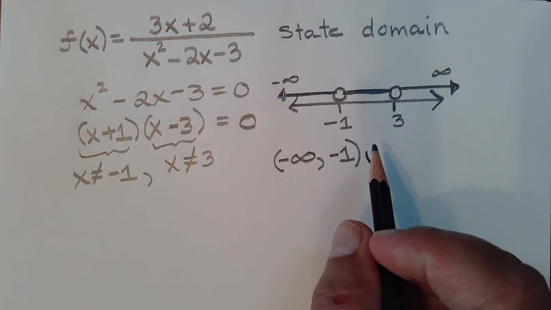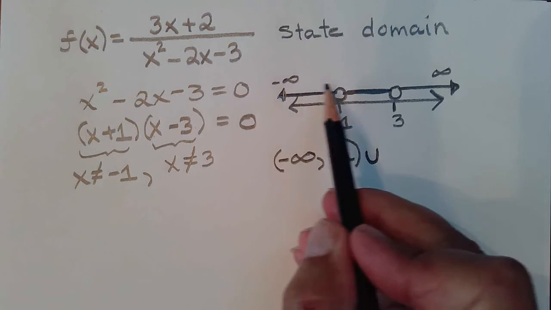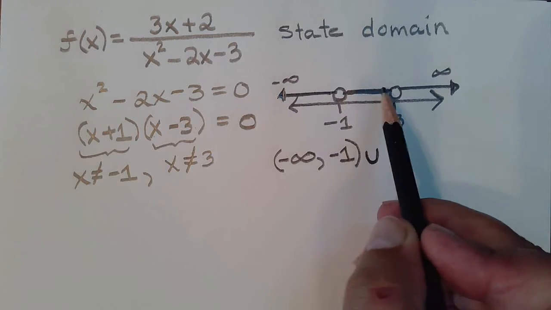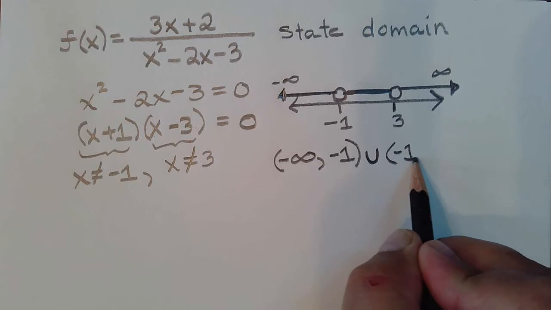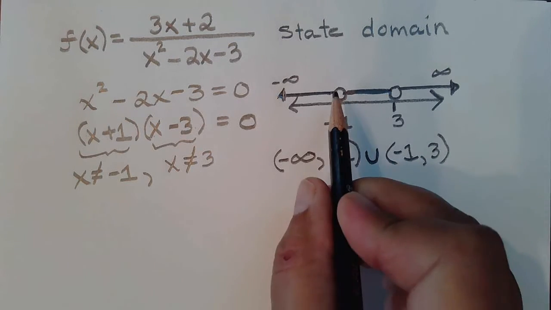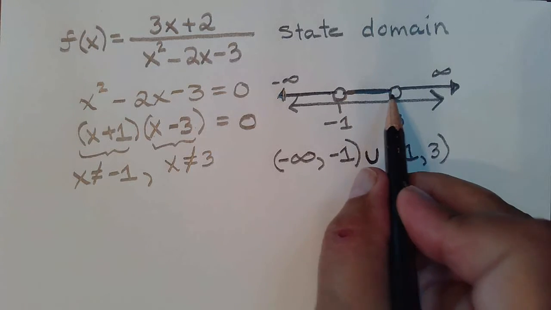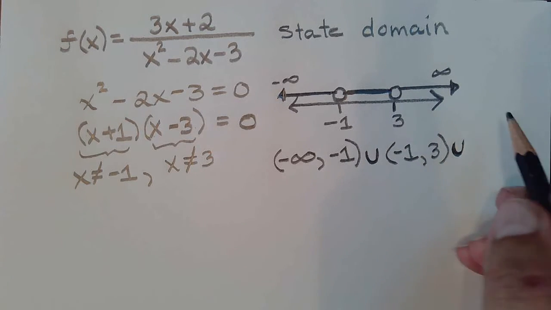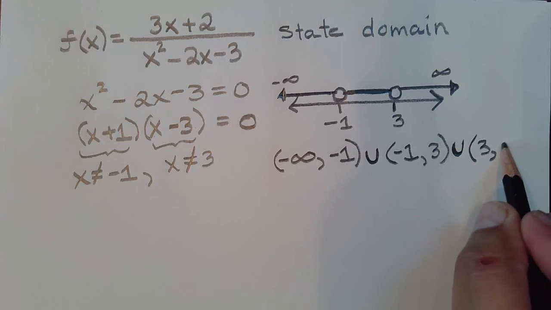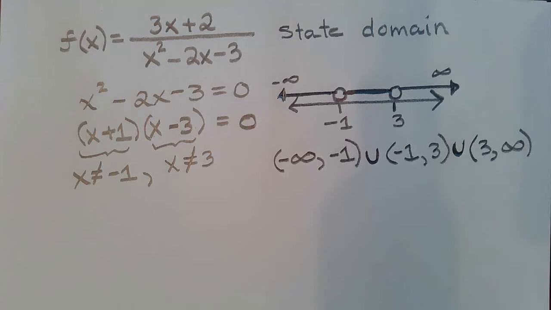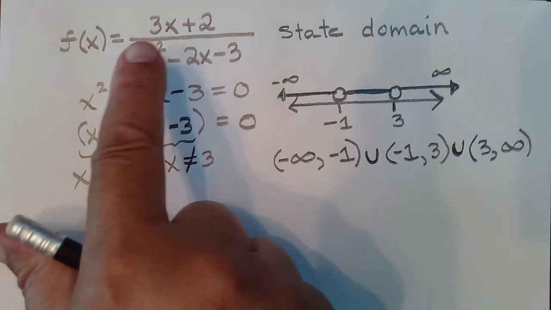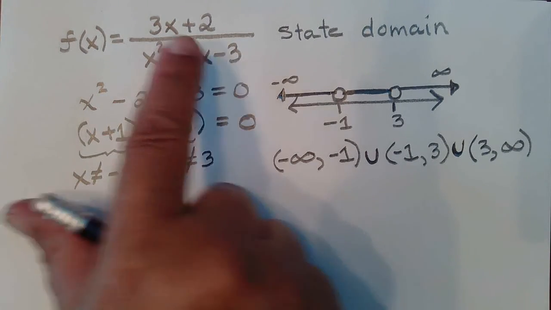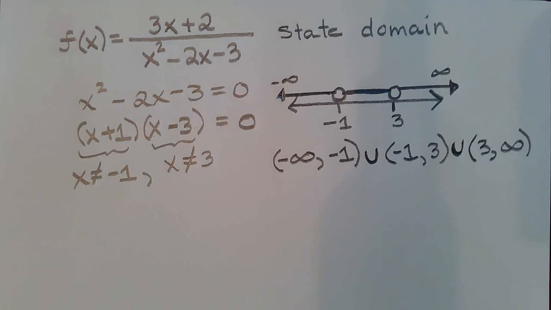So this is read that the x values can be anything from -infinity to -1, non-inclusive of that -1, or it can be anything between -1 and 3, not including either one of those endpoints. Jump over the 3 using another union symbol, which means or it can be anything from 3 to +infinity. And that completes the domain for this rational expression. Remember, the only thing that causes a fraction to be undefined is zeros in the denominator, and that is why we are not addressing the expression that's in the numerator.